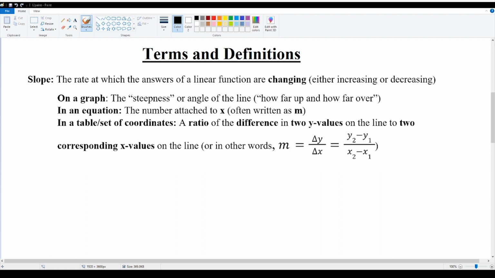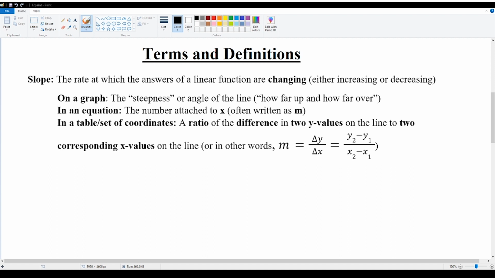Just to define that really quickly, the rate at which the answers of a linear function are changing, either increasing or decreasing. So when we were making tables the other day, you saw some of them going up or down by 2 or 5 or various other things like that. Those numbers, the change in them, that's the slope. On a graph, you'll be able to identify it as the steepness or angle of the line, which we calculate by figuring out how far up and over you move between each point.